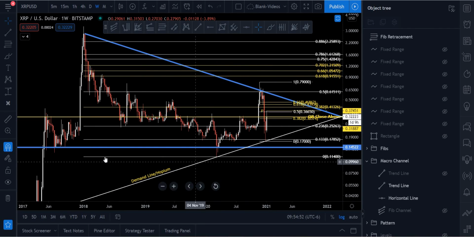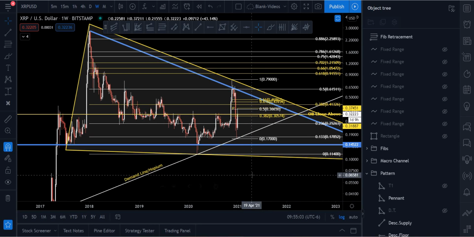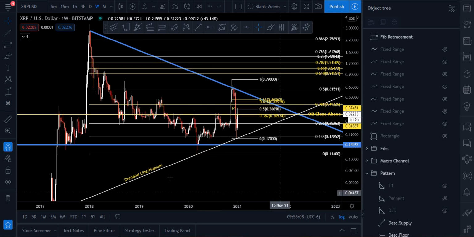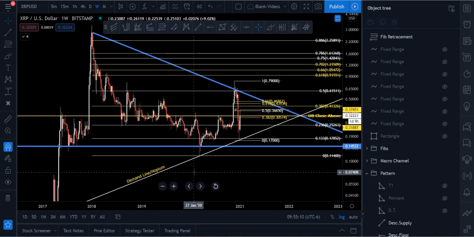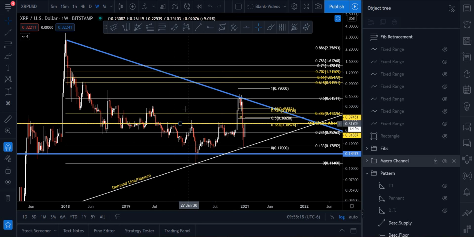Whether this is a descending triangle, which I'm not really in love with the formation, but I'm also not in love with this pennant, either way, what we're doing is we're just being patient with this one. I'm not taking any long-term positions in XRP, as I feel like there are better opportunities right now. Now, does that mean that I won't jump into XRP if I see a break of structure to the upside? No. I will. I'll day trade it as well.